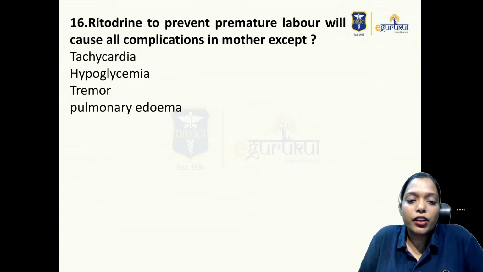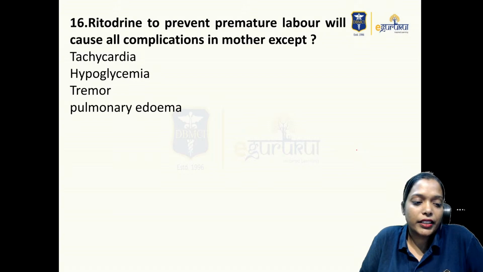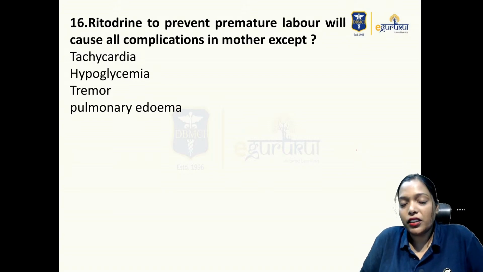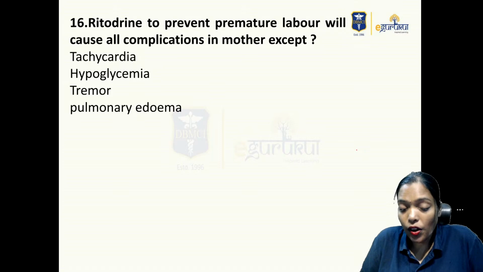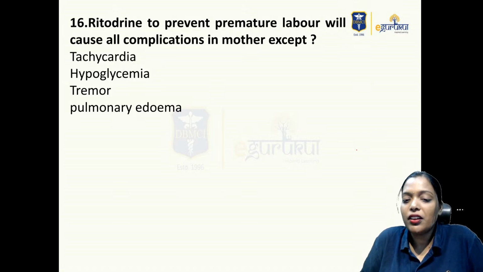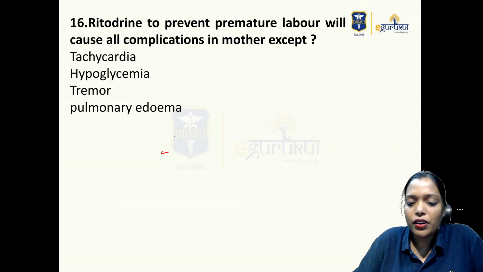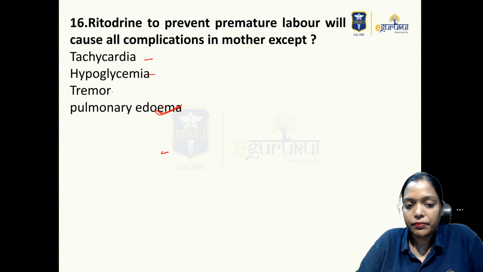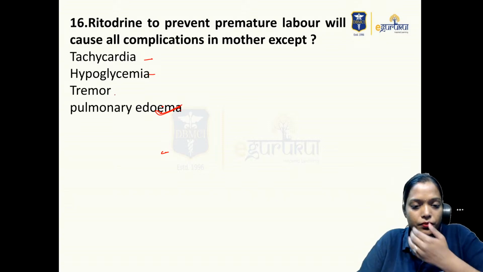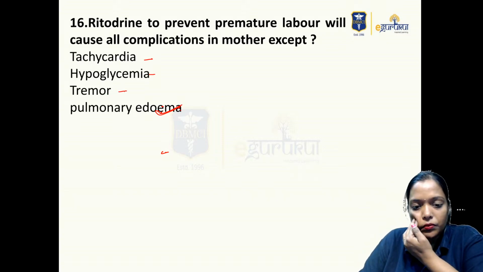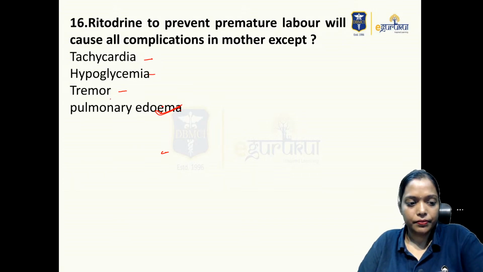Ritodrine to prevent premature labor will cause all the complications in the mother except. Ritodrine is a beta adrenergic. Beta adrenergics mainly cause tachycardia, tremors and hypoglycemia. Pulmonary edema is very rare, less likely. So here the answer can go for pulmonary edema, right? They mainly cause tachycardia, hypoglycemia, tremors, right? Hypotension.